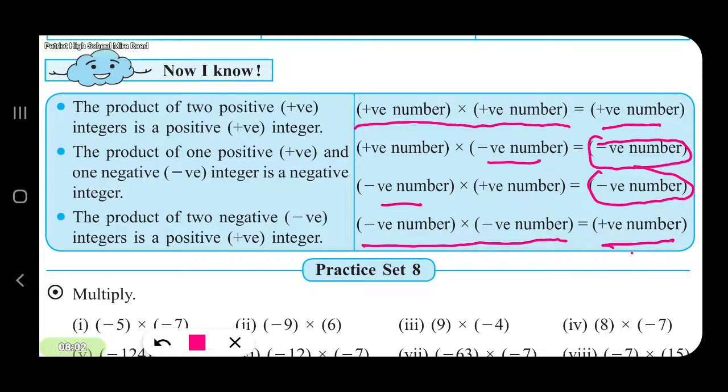Nobody should say minus minus is equal to plus. That is a wrong way of telling. We have to say the product of two negative numbers is positive. Please listen and apply it thoroughly.